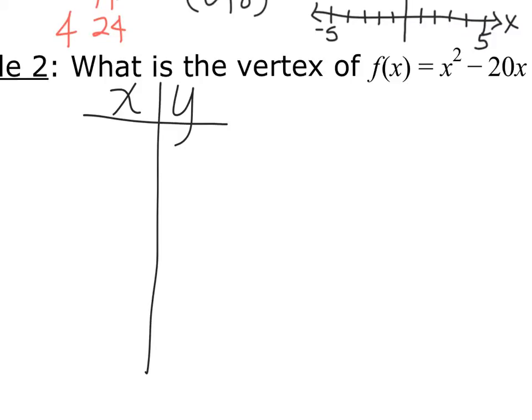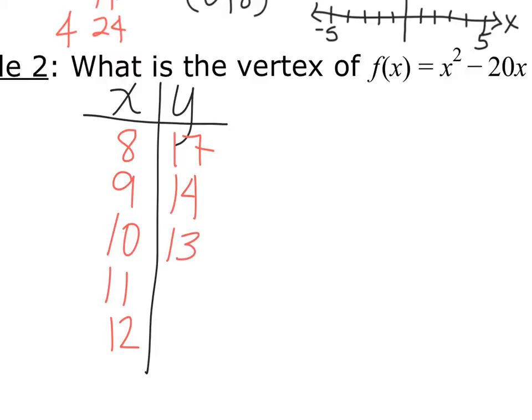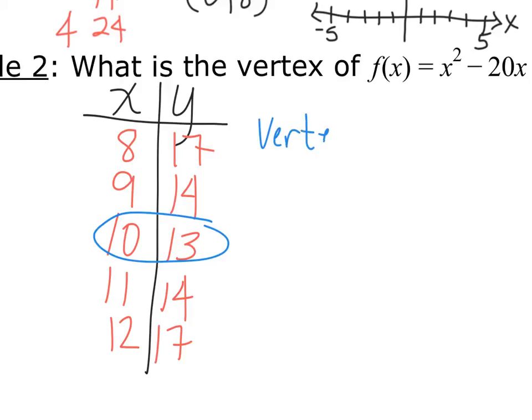17. Oh. There we go, right? So here I'm going to have 8, 9, 10, 11, 12. So when x is 8, y is 17. When x is 9, y is 14. When x is 10, y is 13. When x is 11, y is 14. When x is 12, y is 17. So where's the turning point? Where's the symmetric part of this table? 10, 13. So my vertex is located at 10, 13.